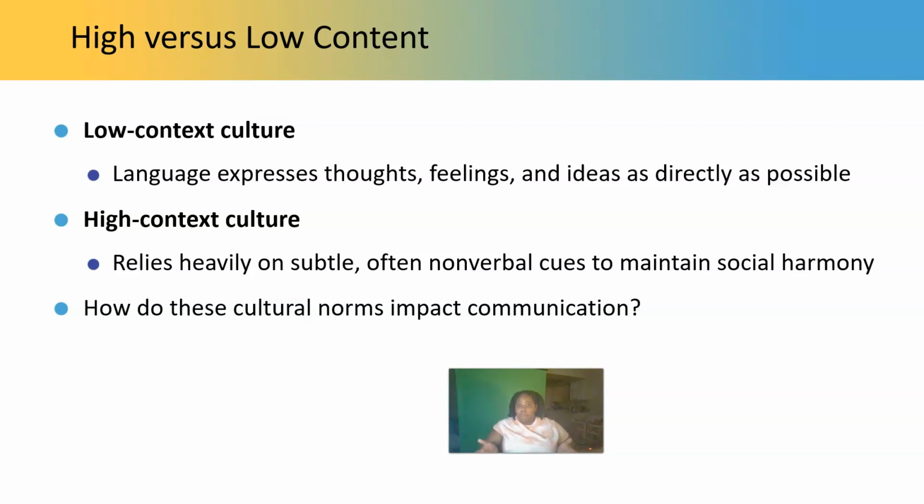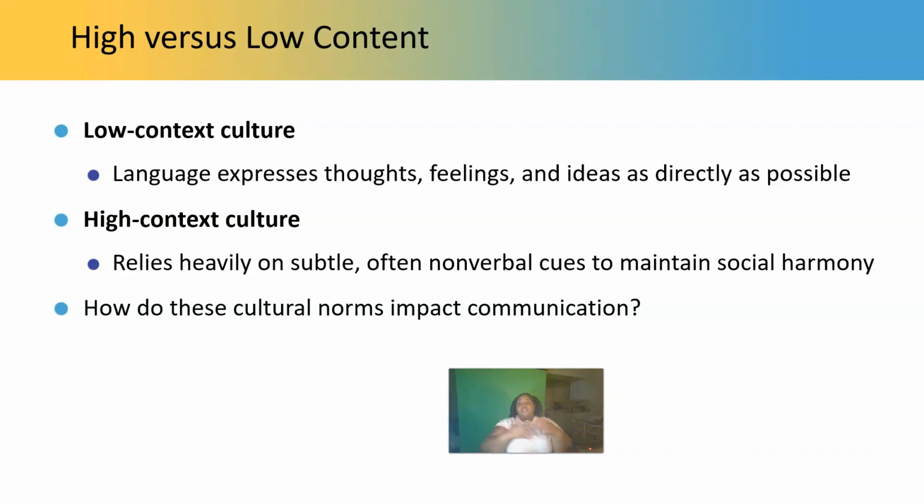So which countries fall under the high context cultures? Many Latin American countries, many Eastern European countries, Asian countries, and African countries fall under the high context cultures in regards to linguistics.